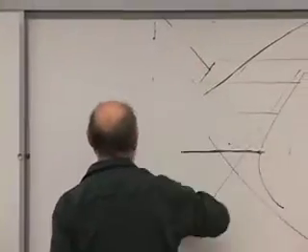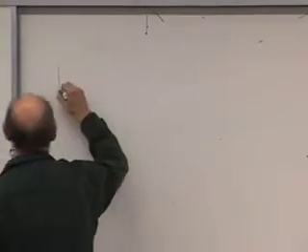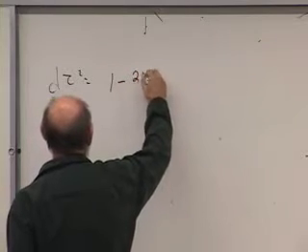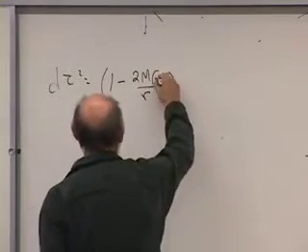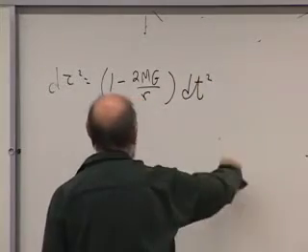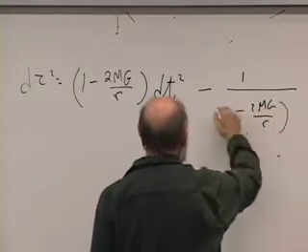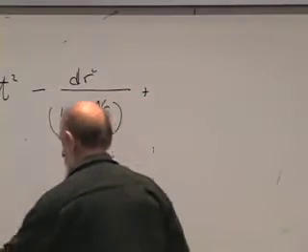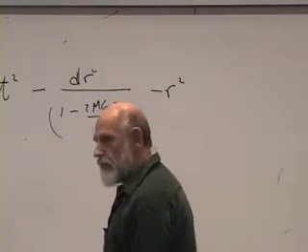Okay, so let's write down the Schwarzschild metric, which looks entirely different. Here it is: d tau squared equals 1 minus 2m over r. I'm setting the speed of light as usual equal to 1. G, thank you. 1 minus 2mG over r, times dt squared, minus 1 divided by 1 minus 2mG over r, dr squared, minus r squared times the metric of a two-dimensional unit sphere.